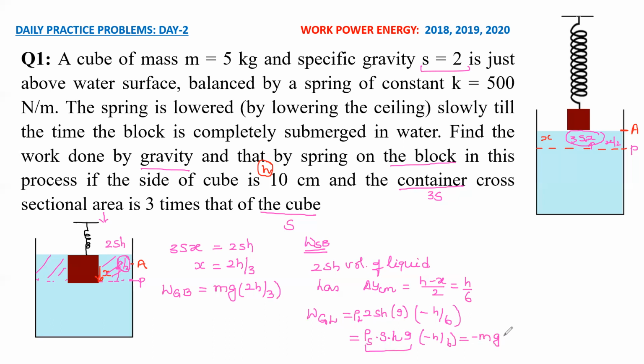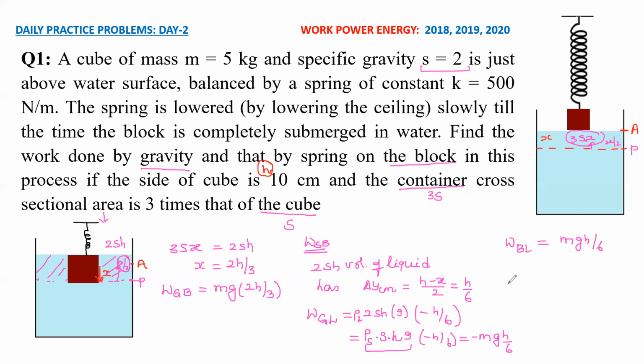Okay. So work done by the gravity on the liquid comes out to be minus mgh by 6. Okay. So work done by the other force, work done by block on liquid, because the liquid pushes the block upwards through buoyancy. So the block will push the liquid as well. And that's why the liquid will do some work on the block, and block will do the same amount of work on the liquid. So we are calculating work done by block on the liquid, which should be mgh by 6.